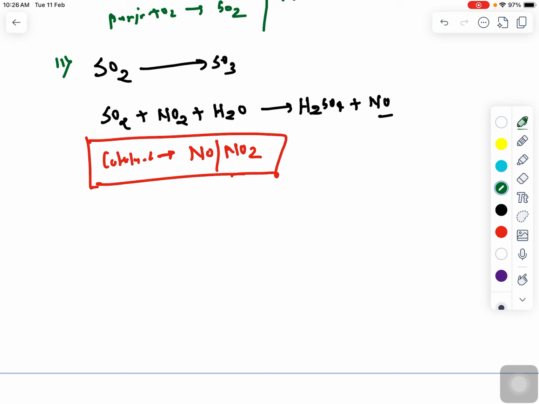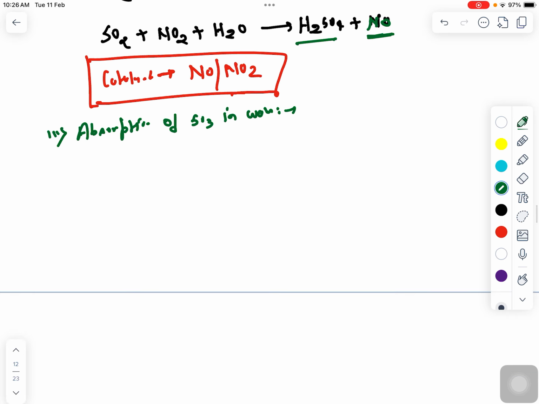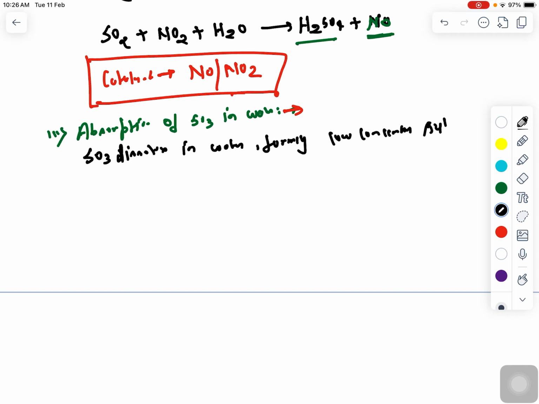That's why you can save some amount of money, because here you can see that nitrogen is regenerated during this particular reaction. And then it comes to the absorption of SO3 in water, right? So SO3 dissolves in water, forming low concentration, because obviously in the earlier stage I have told you that SO3 is not very much absorbed in water, right? So here you can see that if you want to dissolve SO3 in water, then concentration of H2SO4 being produced is very less. So you can write here that SO3 dissolves in water, forming low concentrated sulfuric acid, which is only 62%.